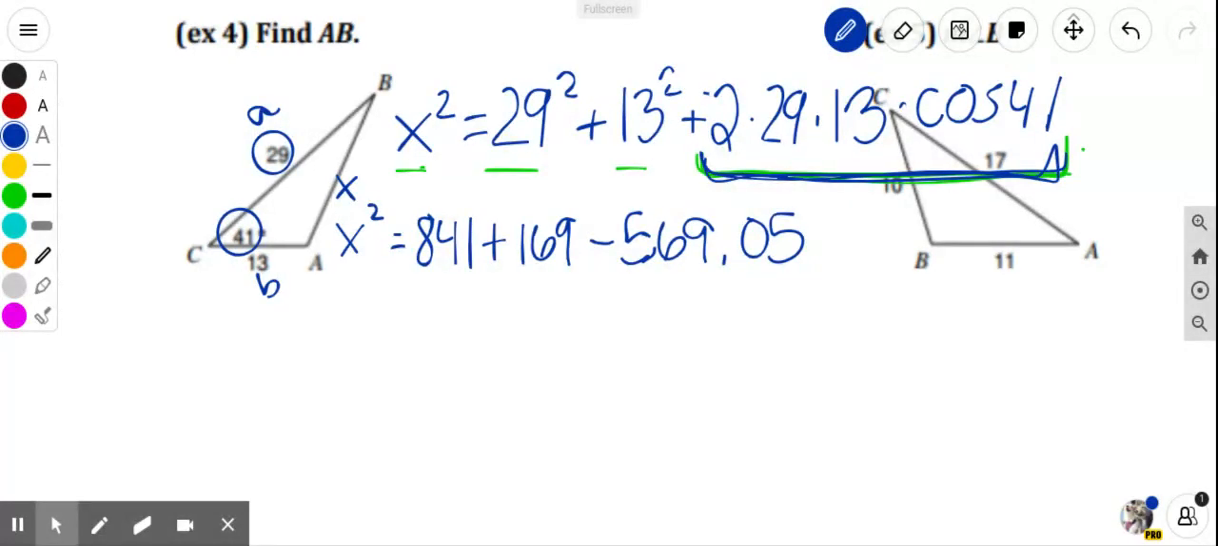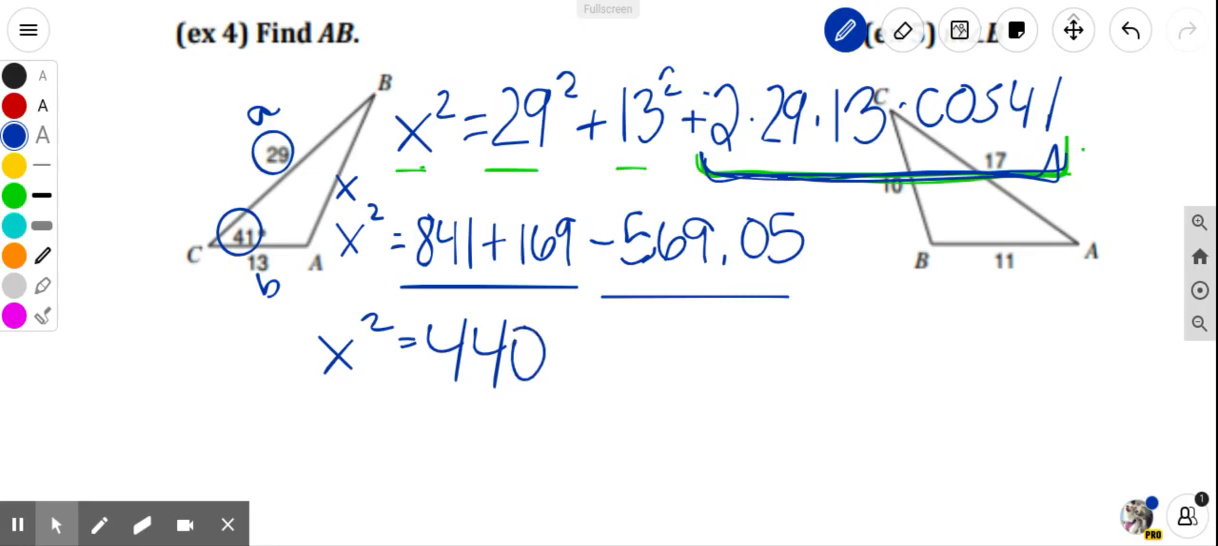Okay, so now we're just going to go left to right, and you're going to do in your calculator 841 plus 169, which is 1010, and then you're going to do minus 569.05. Don't forget the 0.05. So now I have x squared equals 440.95. Okay, and then lastly, we just have to take the square root of both sides, and then we are done.